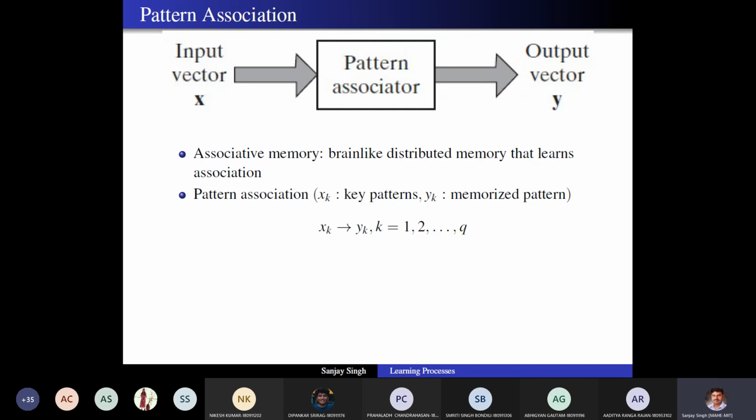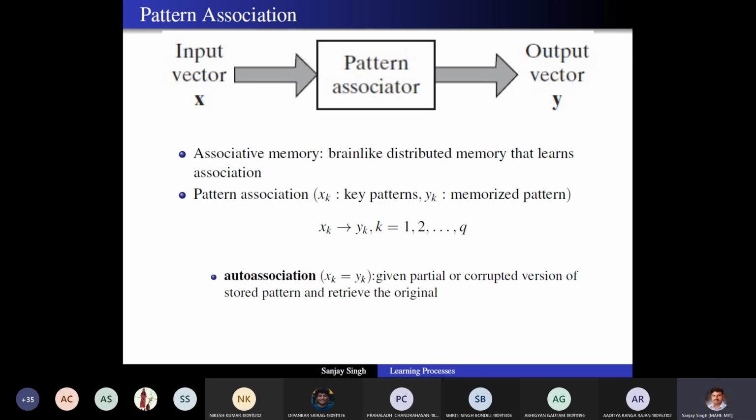So pattern association: there are two terms that will be used, key patterns and memorized patterns. So this xk we will call a key pattern, and the yk's will be the memorized pattern. Basically, the sequence of these will be given or exposed to the system, and that yk is what we say is stored in the system, what we call the memorized pattern. I'll do some problems based on this.